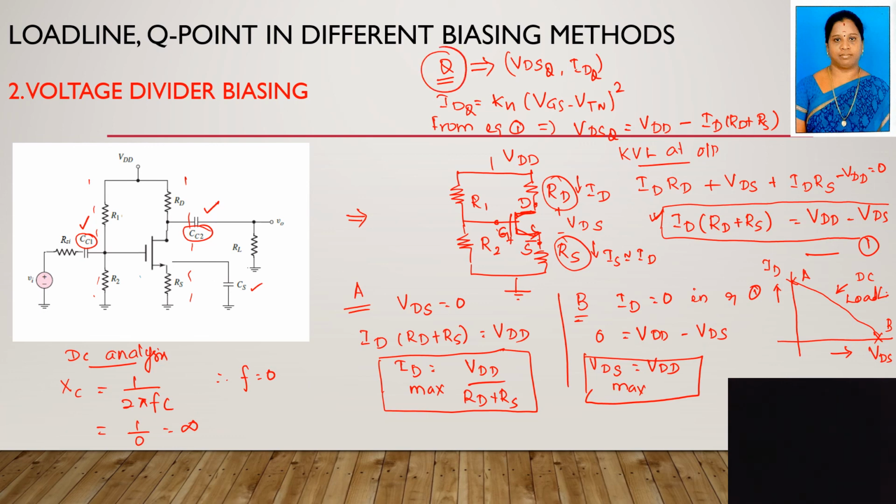Clear everybody? I hope everyone understands both these biasing methods. So here we have analyzed the amplifier only with respect to the DC signal, and then we are going to move on to the small signal analysis, that is, we are going to analyze with respect to the AC signal, that means your audio signal or video signal. Okay, thank you.